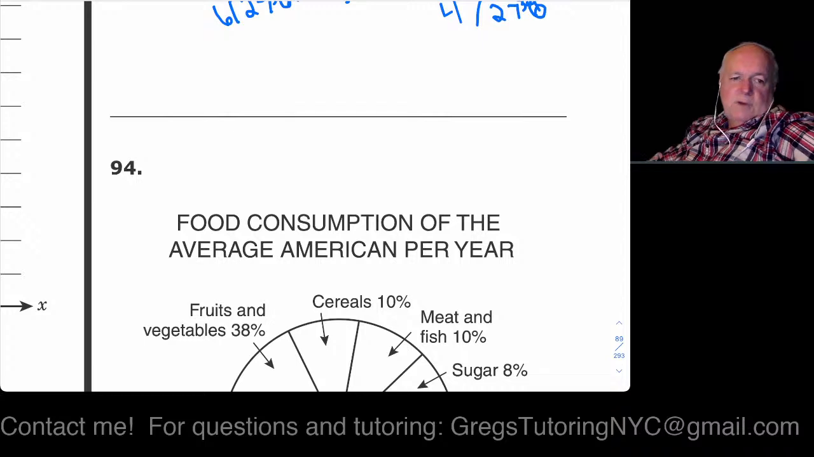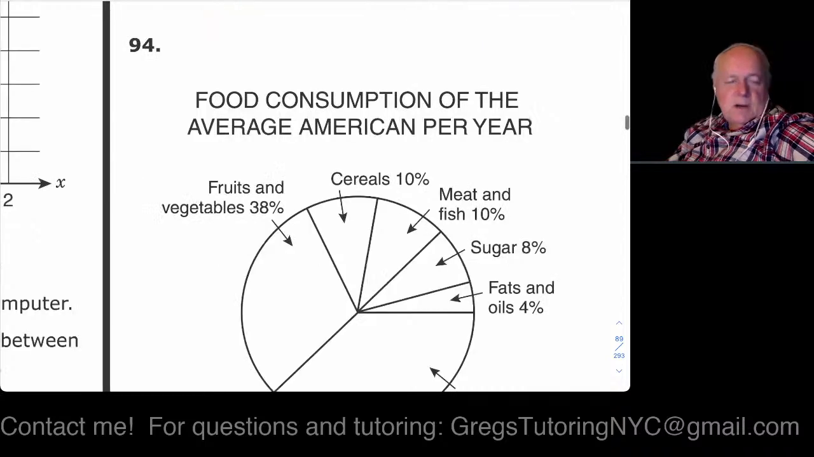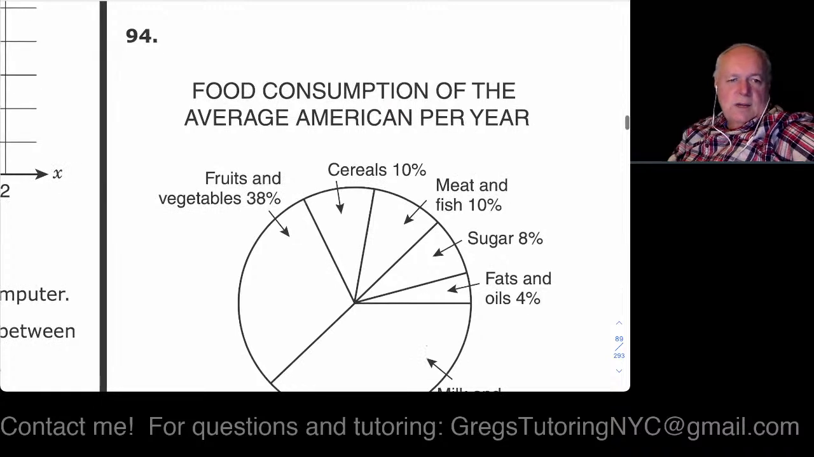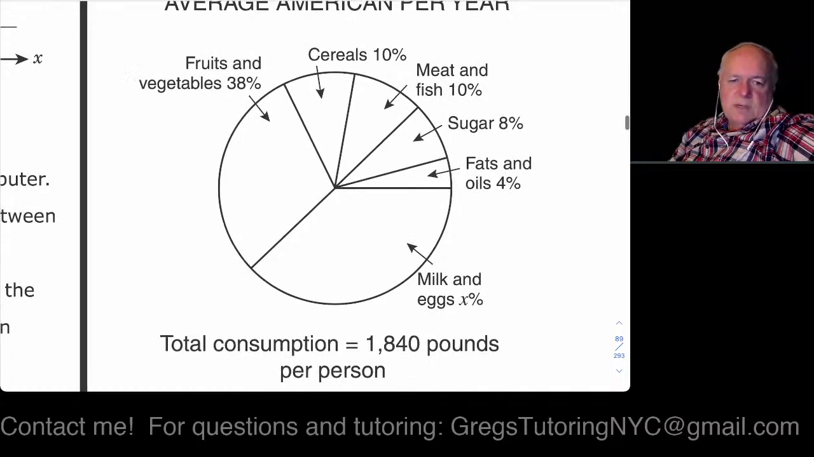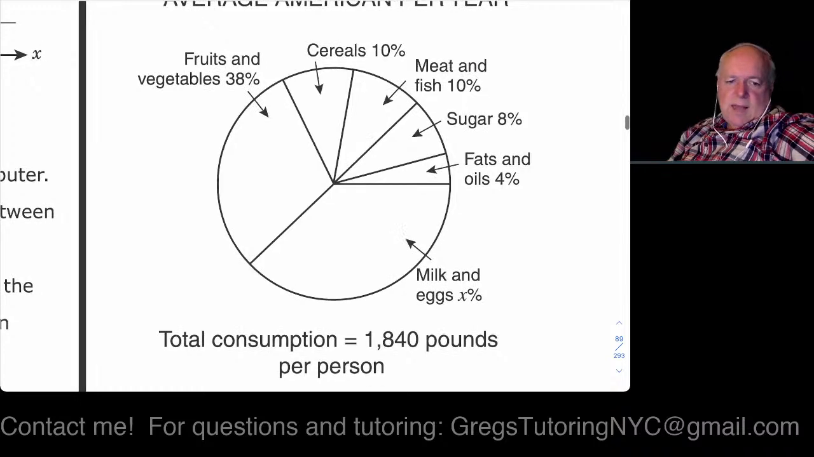So food consumption of the average American per year. They break it down into various categories. For instance, cereals 10%, milk and egg is X%. So that seems to be kind of a heads up there. Total consumption is 1840 pounds per person. For argument's sake, if meat and fish are 10%, that means the average person eats 148 pounds of meat and fish. Okay. Cereal is also 10%, so the average person would eat 148 pounds of cereal.